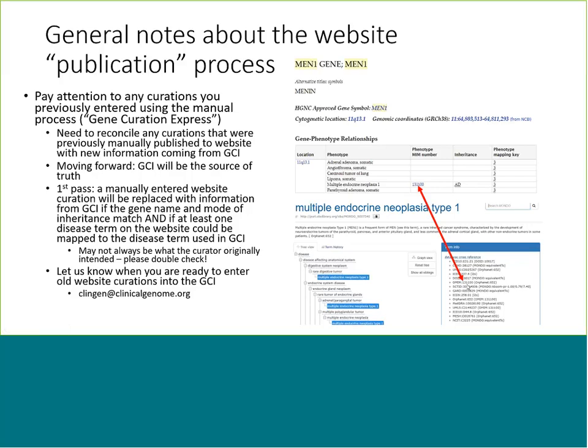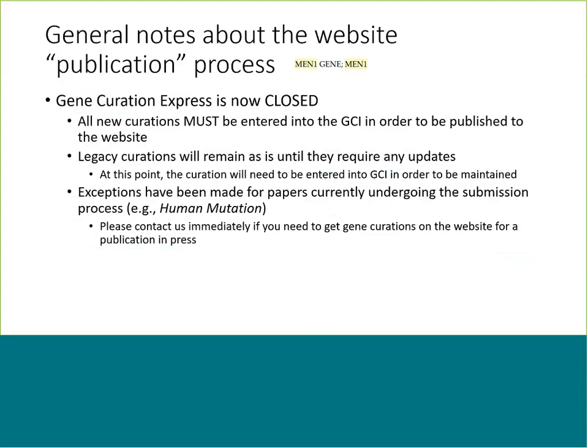If you know that your group has old curations on the website and that this might be an issue, just try to take a look and see what's going on. If you notice anything unusual or that you don't intend, please just follow up with us and let us know. When you are ready to enter any old website curations into the GCI, again, maybe just give us a heads up so we can be aware that something like this may occur and pay attention to it.